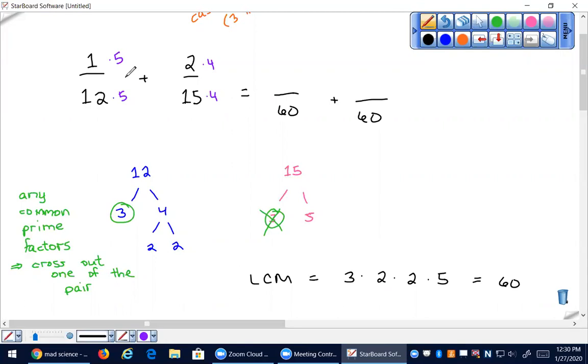I shouldn't say not crossed out, not duplicated. So the not duplicated thing goes to the other number. You don't have to actually think. 15 times what is 60? It just tells you. Okay, so 1 times 5 is 5. 2 times 4 is 8. Not gonna have to reduce that because it's a 13.